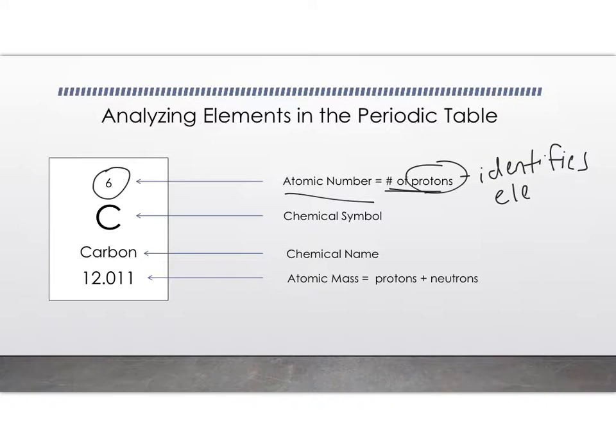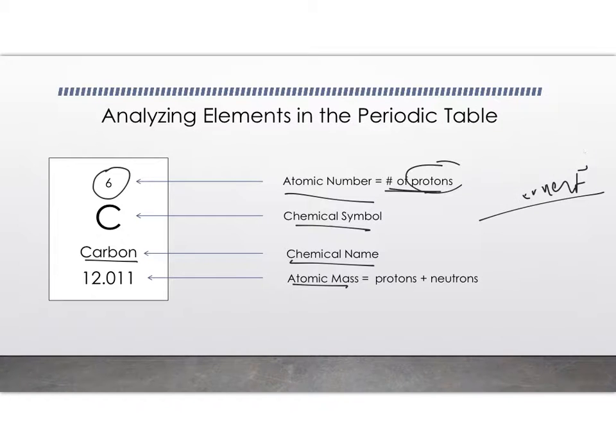If you change the proton number, you're changing the element in general. So protons will lead you straight to the element that you're talking about. The C represents the symbol, carbon represents the chemical name, and the number at the bottom is your atomic mass. Mass is the addition of all the protons and the neutrons in an element.